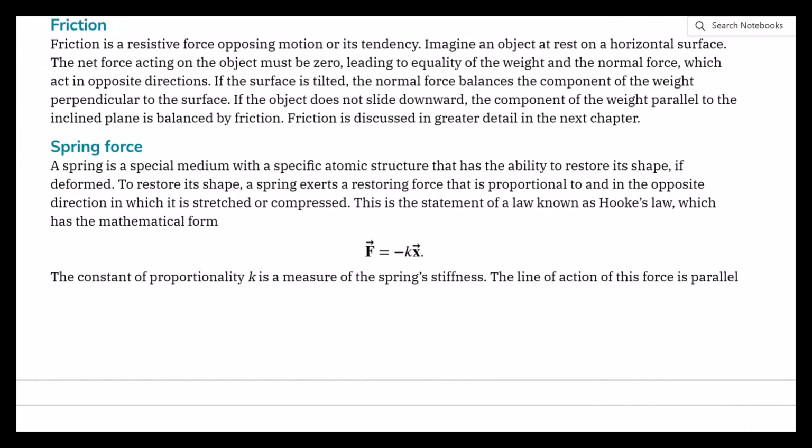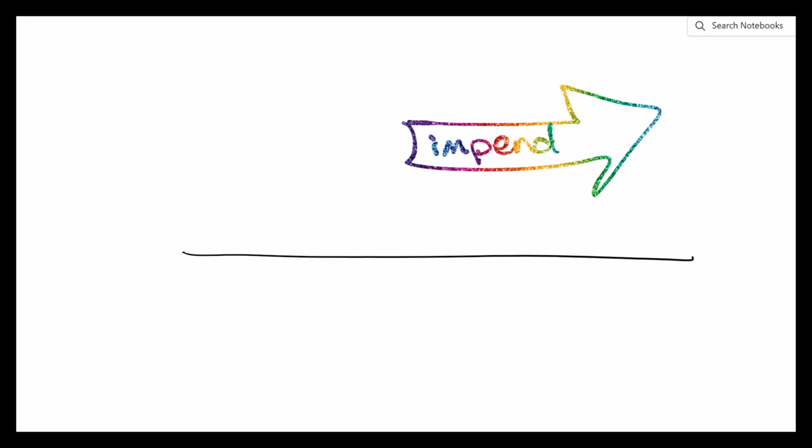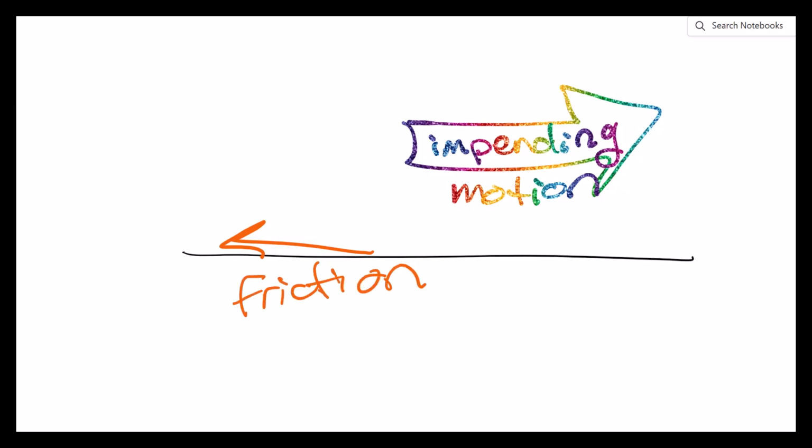Okay, the big thing about friction is it always opposes motion or its tendency to move. So you can't ever solve a friction problem unless you know if something is either moving or has impending motion. I'm going to draw this on a flat surface. If I know that something is moving or has impending motion, then friction goes the other way. Friction always has to go the opposite direction of impending motion.